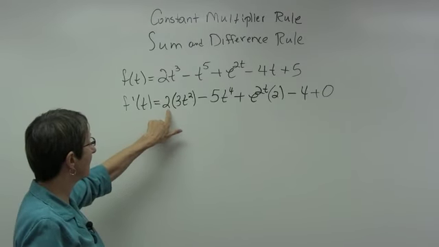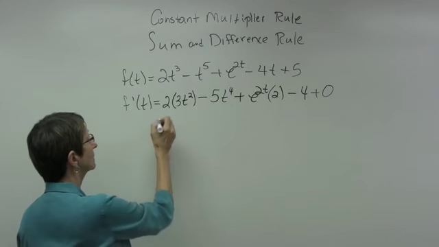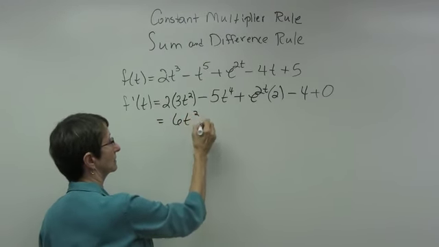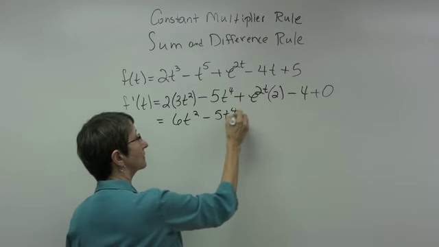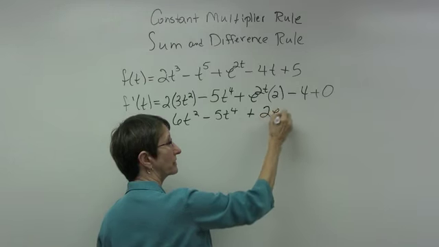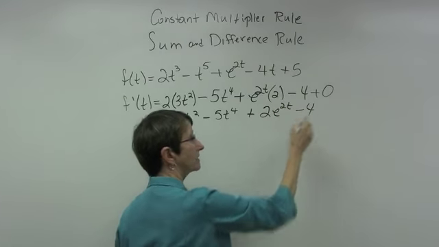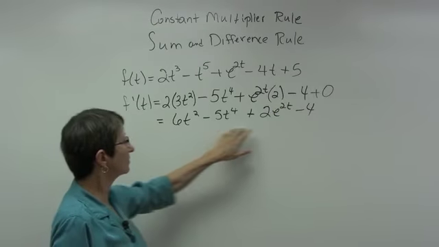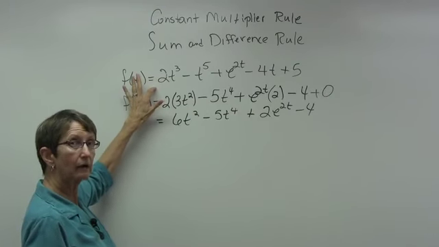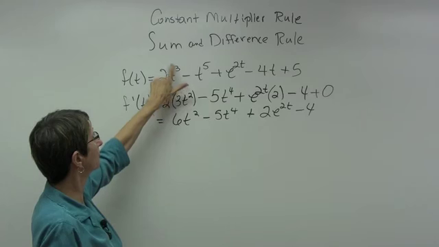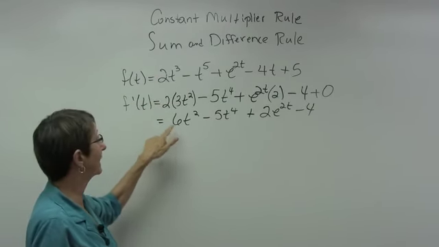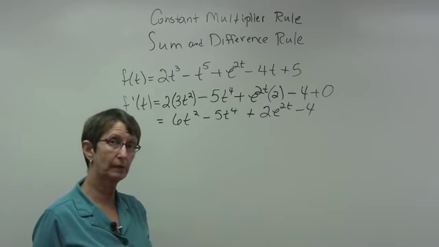So when I have my 2 times 3t squared, I get 6t squared, minus 5t to the fourth, plus, and a lot of times we write the 2 in front of the e to the 2t, and then minus 4. So this is considered about the simplest form. And notice that with the constant multiplier, I could have just brought the 3 around front times the 2 to get 6 in one step. So you can do that with your constant multiplier.